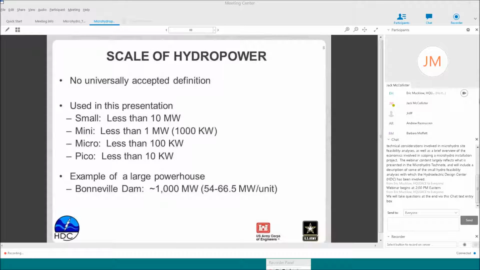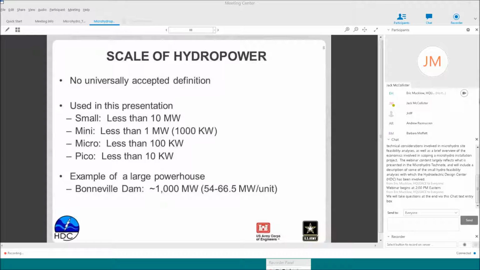When discussing small-scale hydro, you will hear a number of different prefixes applied in relation to the scale of a hydro unit, consistent with the definitions as I've listed here. Small means less than 10 megawatts. Mini hydro is between 100 kilowatts and 1,000 kilowatts, or 1 megawatt. Microhydro is between 10 kilowatts and 100 kilowatts, and picohydro is less than 10 kilowatts.